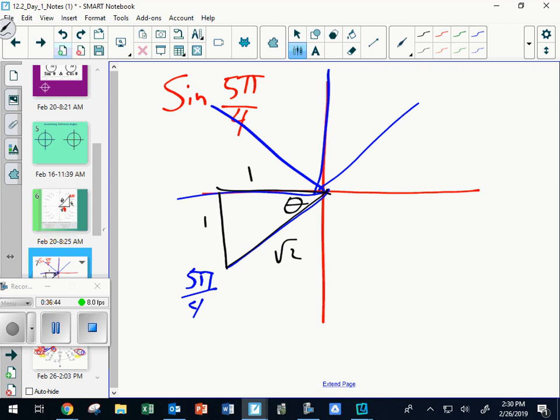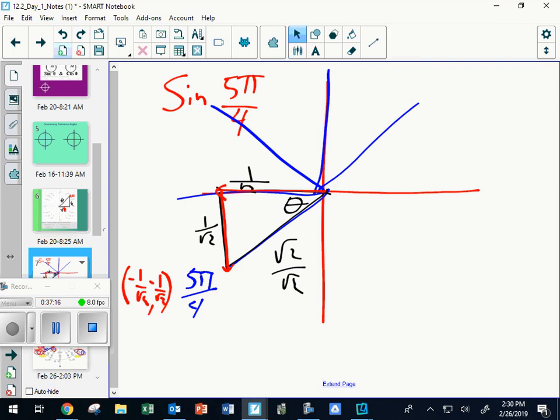And now, what's the sine? Well, sine is the y of it. So how far this way do we go? How far that way do we go? Oh, this is the spot. Negative 1 over root 2, comma, negative 1 over root 2.